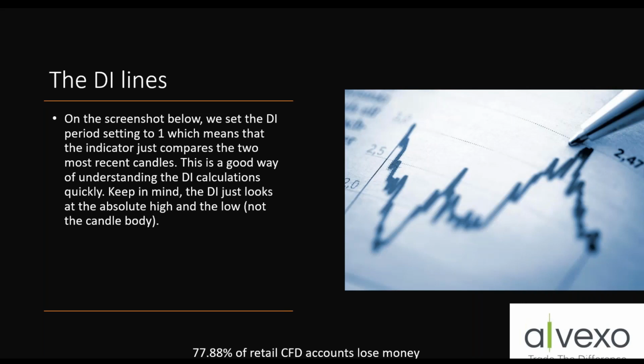So we set the DI setting period at 1, which means that the indicator just compares the two most recent candles. This is a good way to understand the DI calculations quickly. Now keep in mind the DI just looks at the absolute high and the absolute low, not the candle body. It doesn't care about the open and the close.